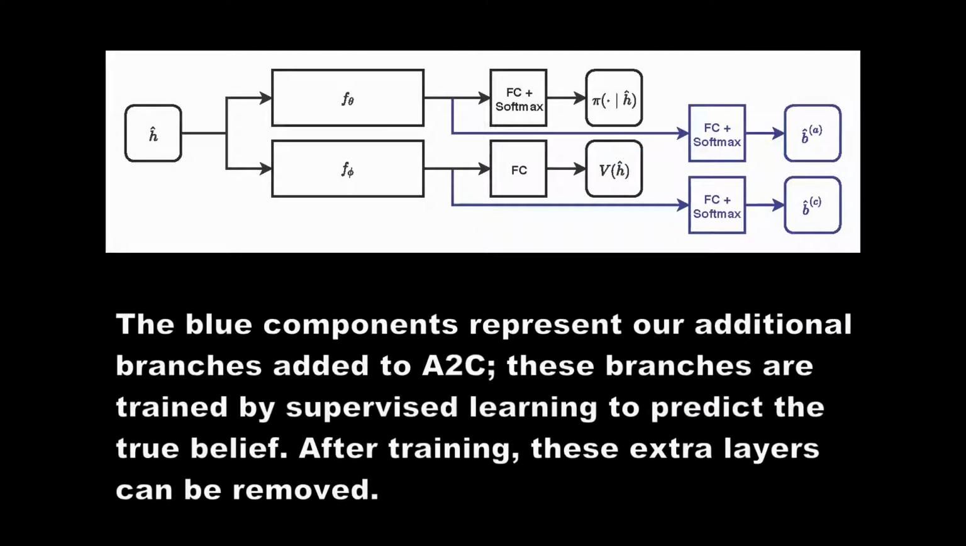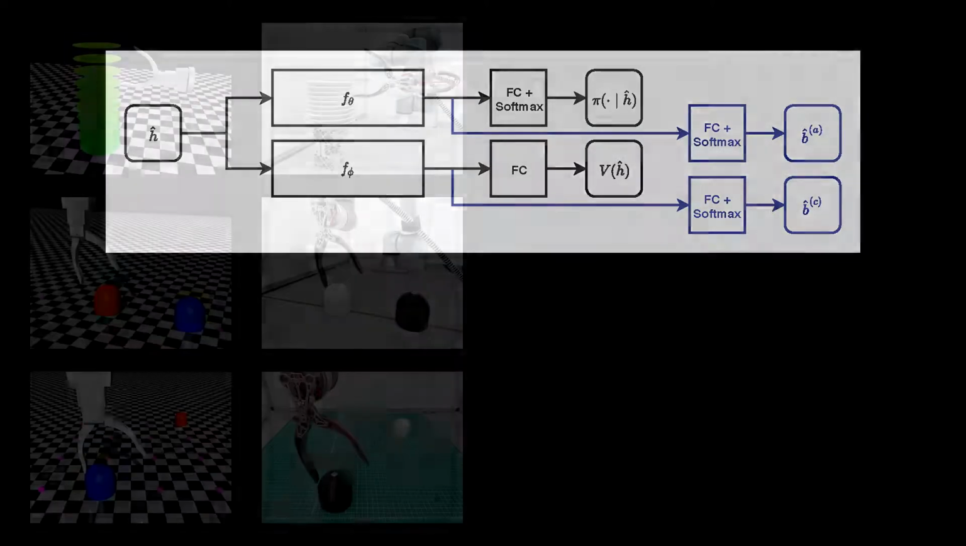In this diagram, we have extended a synchronous advantage actor critic, or A2C, with our BGN. The blue components represent our additional branches added to A2C. These branches are trained by supervised learning to predict the true belief, causing gradients to backpropagate into the main network and encourage it to learn a Markovian feature representation. After training, these extra layers can be removed.